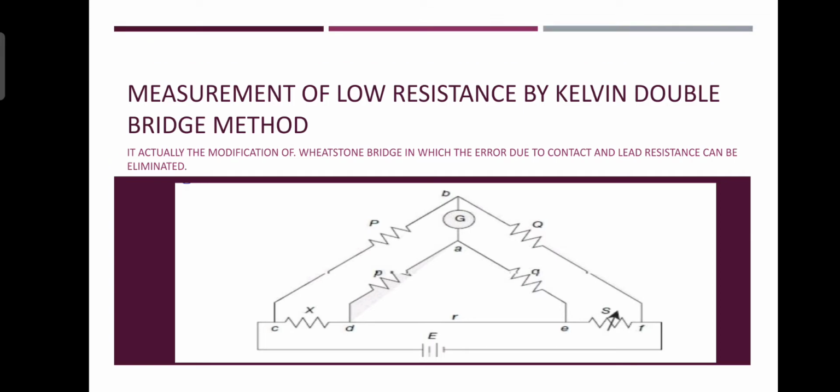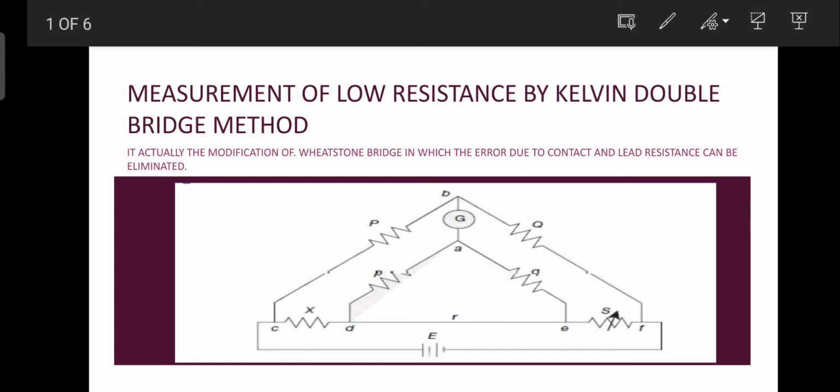So here why do we call it a double bridge method? Because there is a pair of resistances connected. You have to see here two, one is capital P, another one is small p, and another here capital Q and another one is small q. This is the pair of resistances connected here.